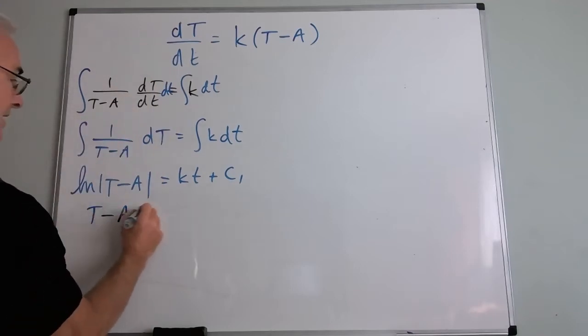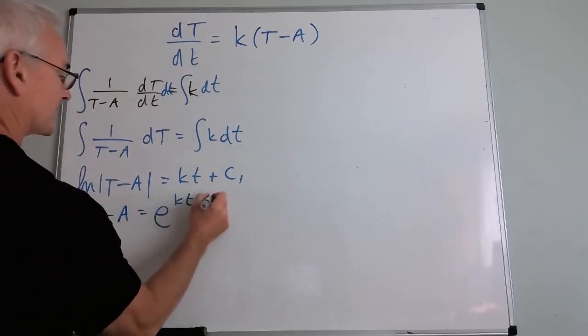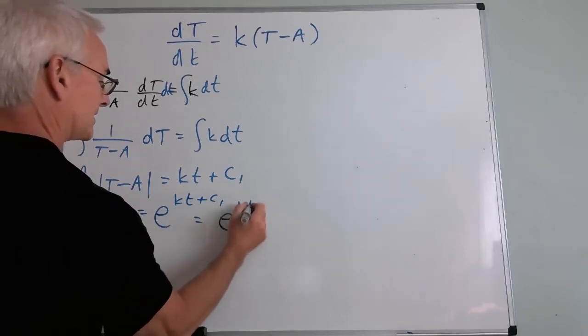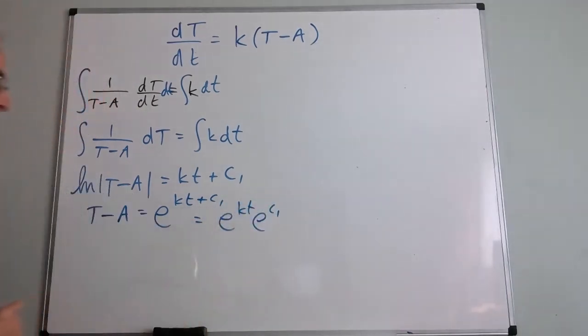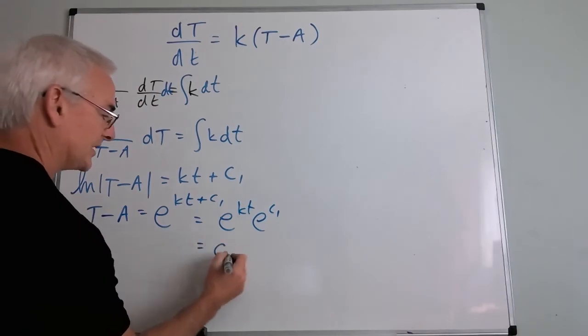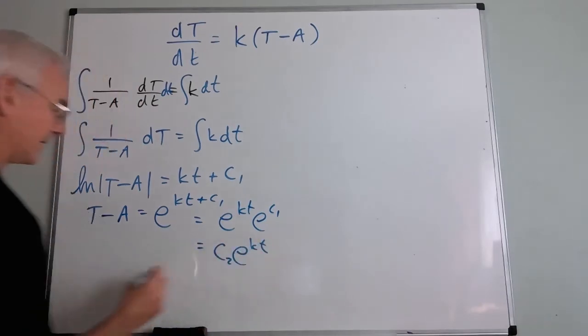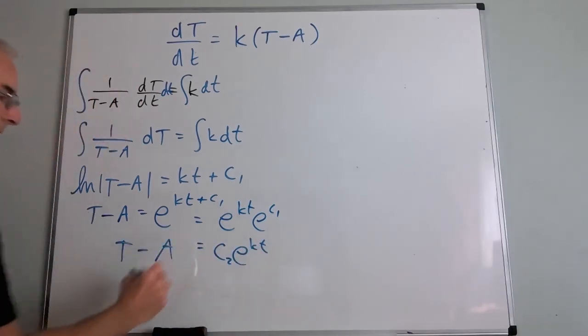So I have T minus A equals e to the Kt plus C1, which is e to the Kt times e to the C1, which let's just call C2 e to the Kt. So now here's what I've got.